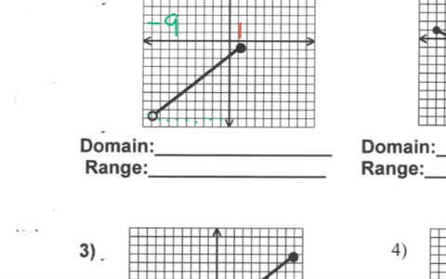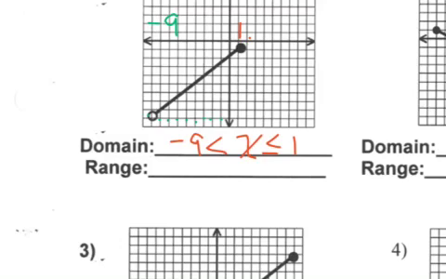Okay, so negative 9 being the smallest of those two numbers would go here. And then since that is an open circle, we would just use the less than symbol. Then we would write x. And our largest x value would be 1. It is a solid circle, so we use less than or equal to. So that expresses all the values on this section of line.